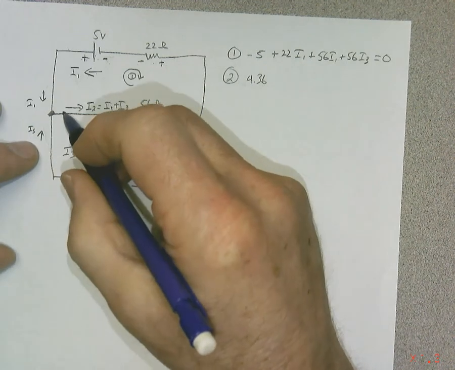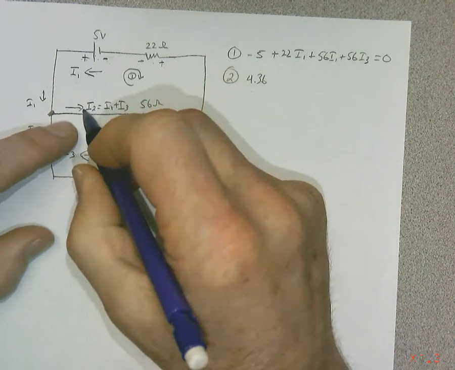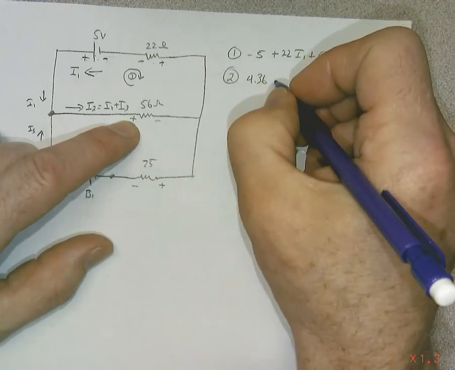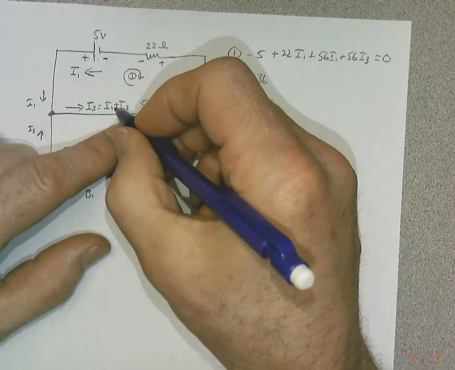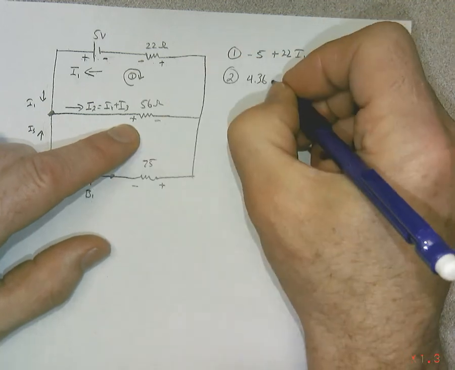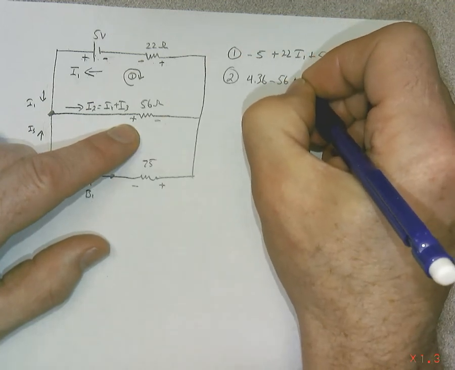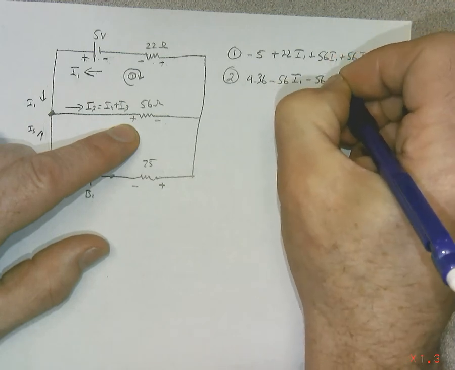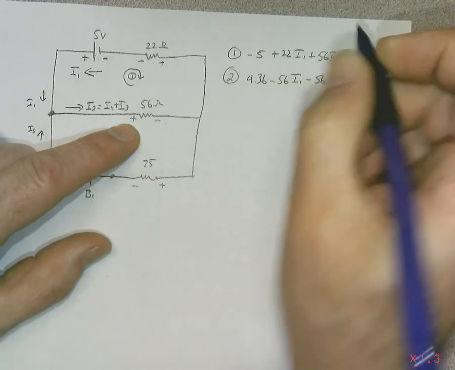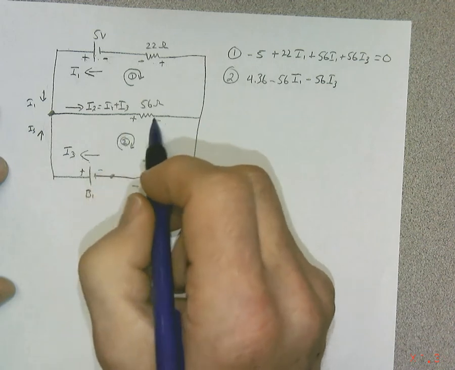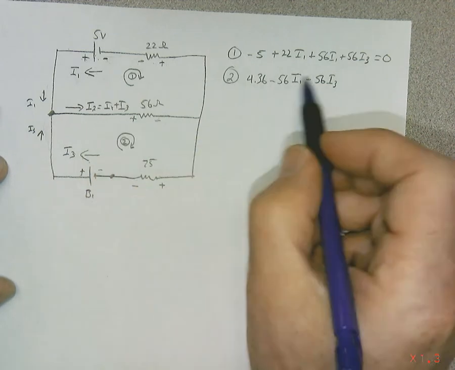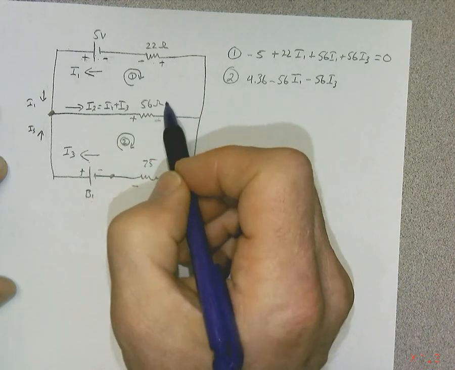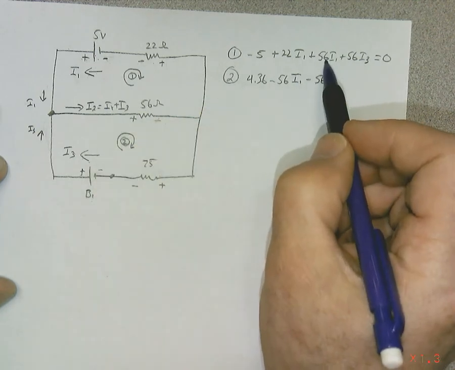4.36. Then we come around here, and we notice we're going in this direction. It's a drop of 56 I1, and also a drop of 56 I3. Notice on this second loop, we're analyzing it the other way, so its voltage drops. In the first loop, we analyzed this, we were going to the left, it was a rise of those two.